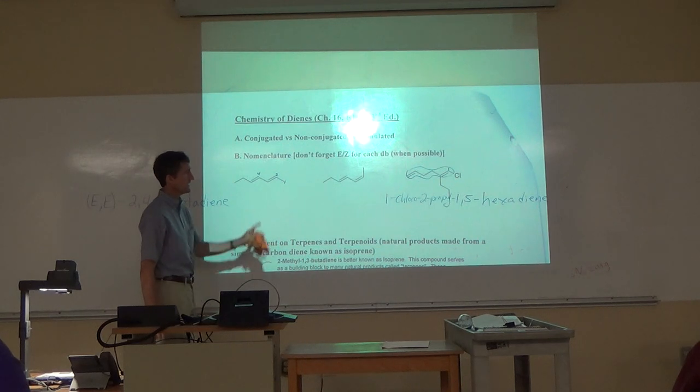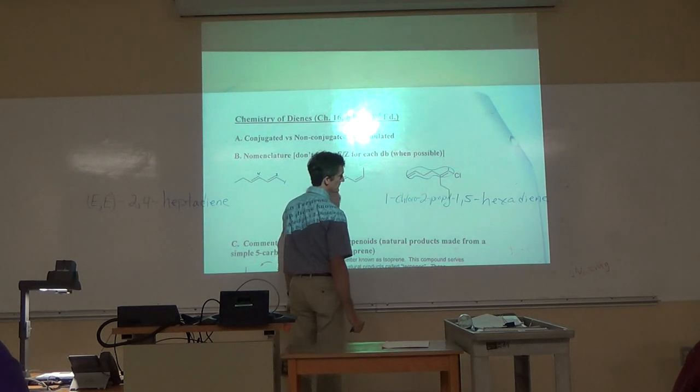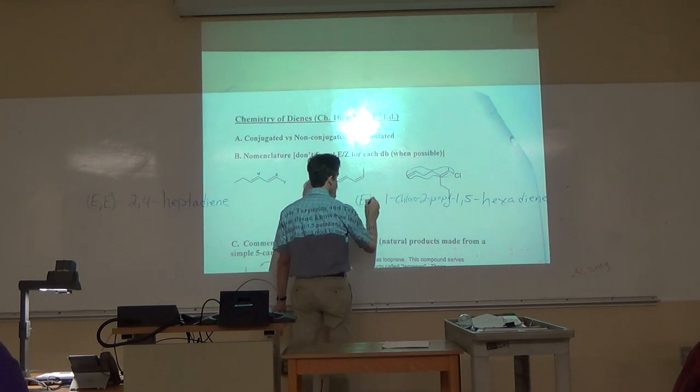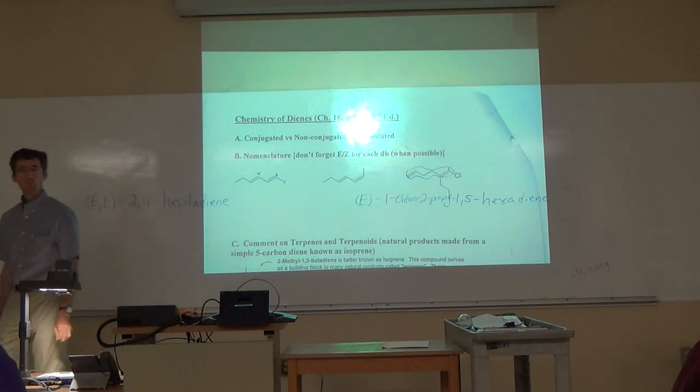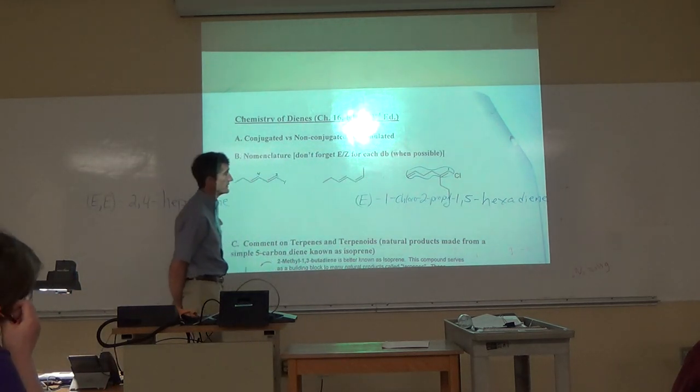Do we need any E or Z? Are the alkenes stereogenic? How about if I just put E here? Are we done? No, you have to specify what that E refers to. Why do we need to specify what the E refers to? Could it refer to the other one? No, it doesn't refer to the other one. Because the other one is not stereogenic. The E, it clearly applies to the stereogenic one. This alkene is not stereogenic. We need nothing there.